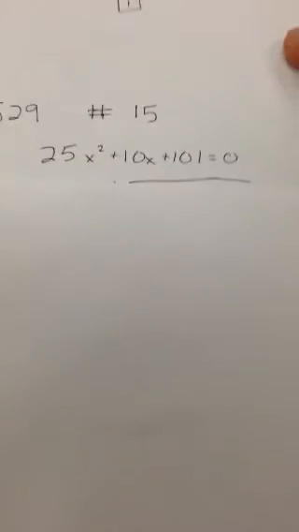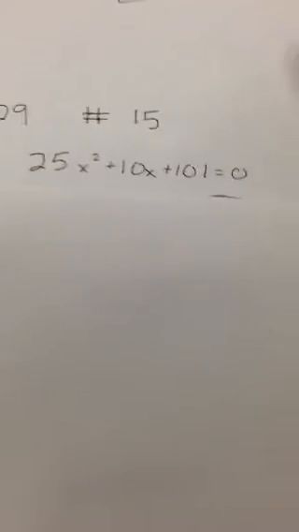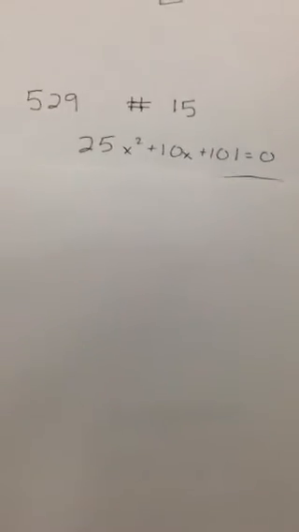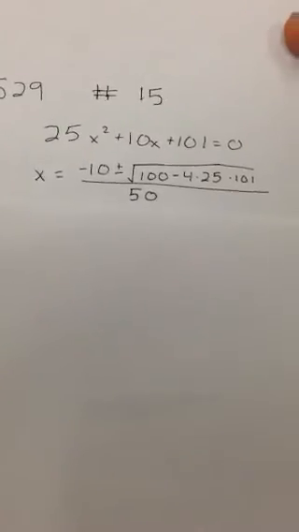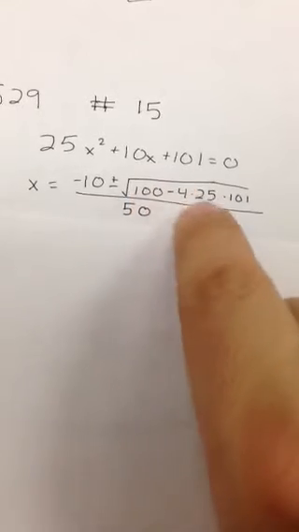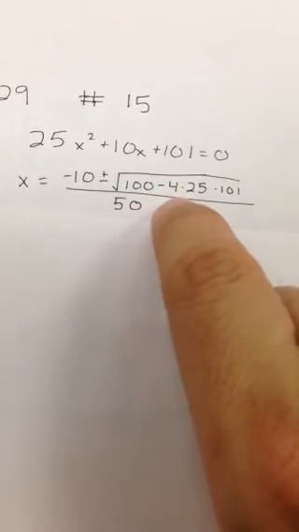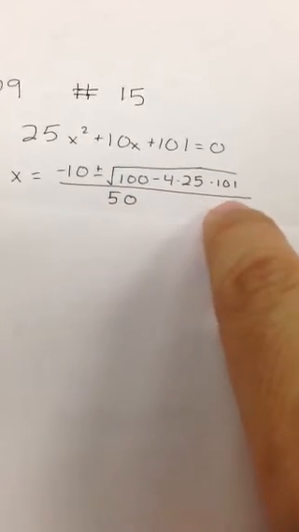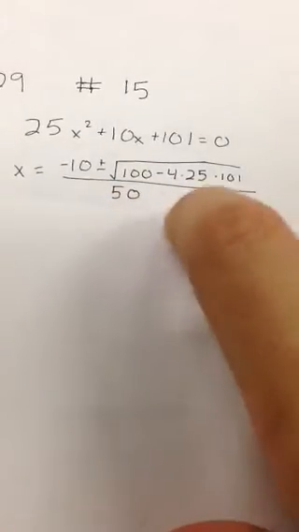Let's look at the next one. Let's look at page 529, number 15, and I ask you to solve this. Well, when you're looking at it, you're like, oh, it's a quadratic. And in that case, if it's a quadratic, we can do the quadratic formula. So we have x equals the opposite of b plus or minus the square root of b squared minus 4 times our a value times our c value, all over 2a.